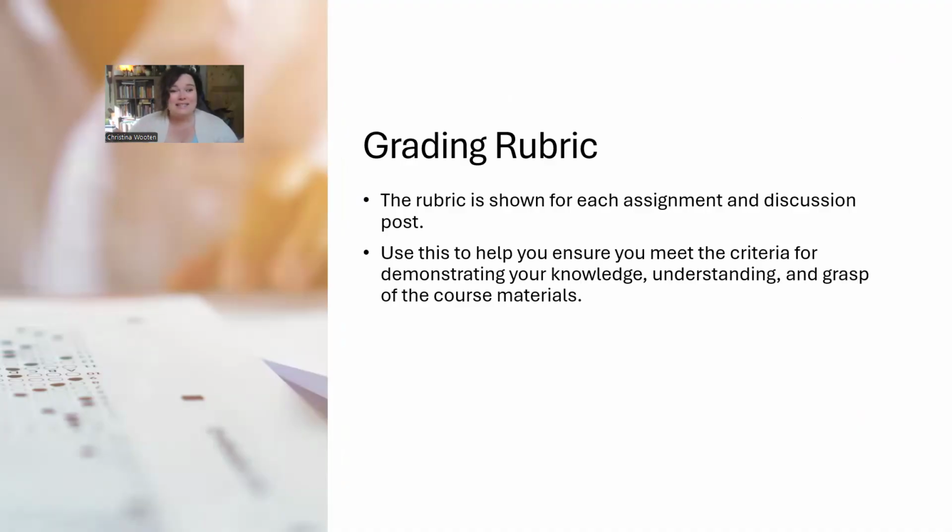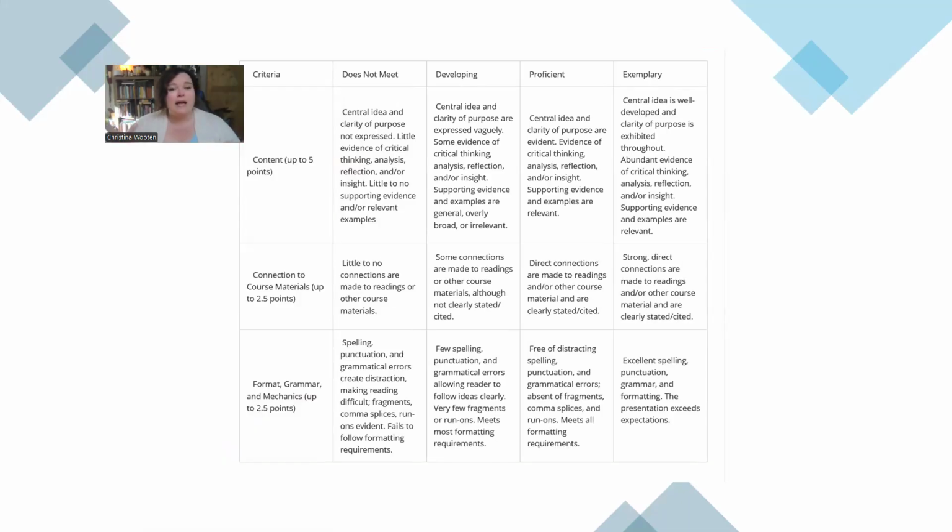All right, now the next thing we'll talk about is called a grading rubric. That is a strange word, yes. The rubric is shown for each assignment and discussion post, and it's basically to help you ensure that you meet the criteria to demonstrate your knowledge, your understanding, and your grasp of the course material. And I've got an example here in the slides. So the way a rubric works is there are criteria in that very first column, and then across the top, there are the levels of mastery.